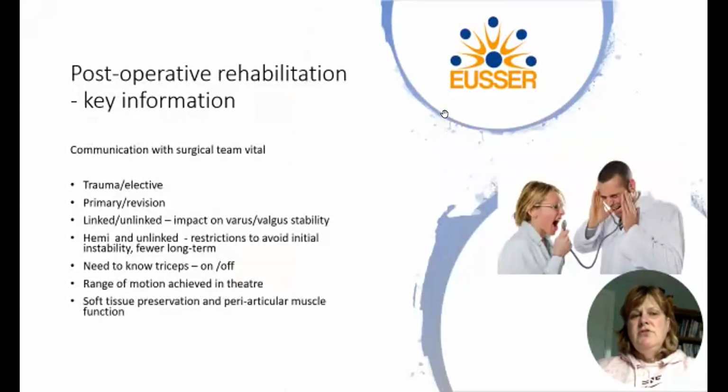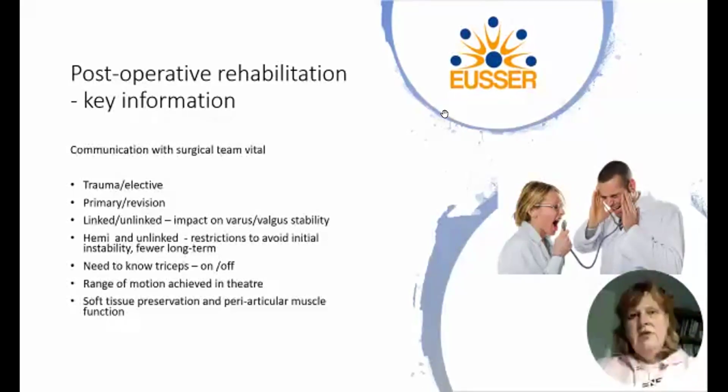In terms of post-operative rehabilitation, we need some key information from the surgeons. So communication with the surgical team is absolutely vital. We need to know, first of all, is this procedure being undertaken for trauma, or is it an elective procedure, and is it a primary or a revision, as our rehab tends to be a lot slower with our revision procedures. We also need to know about the type of prosthesis. Is it linked? Is it unlinked? As this is always going to have an impact on varus and valgus stability in the future.